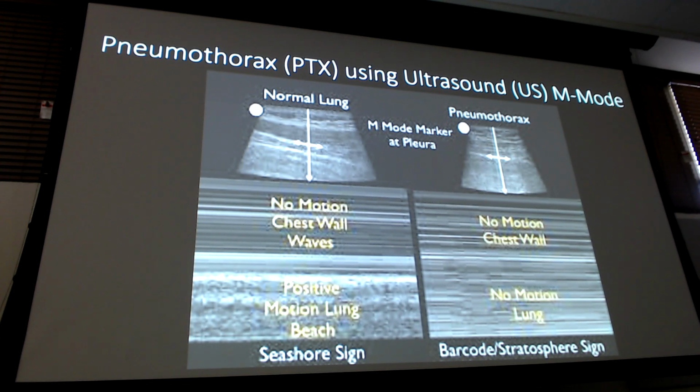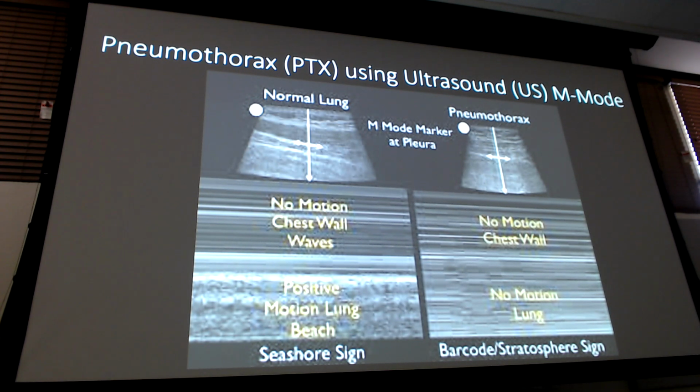Okay? If my lung is sliding on the pleura, which is what it's supposed to do, because I have my parietal layer and my visceral layer, and they should be sliding together because the visceral is attached to the lung and the parietal is attached to the thorax, I get my seashore sign. Seashore sign. Sally sells them. It's great.